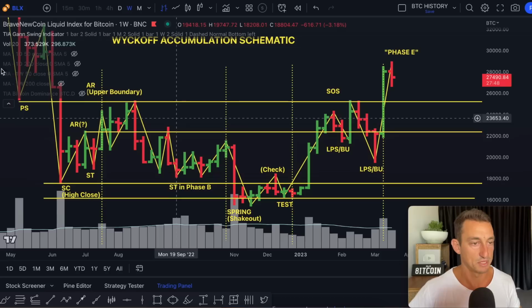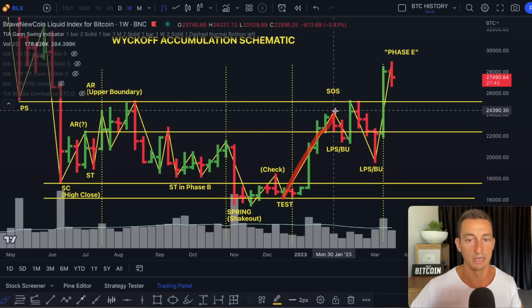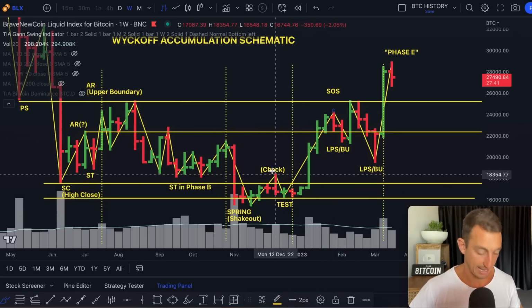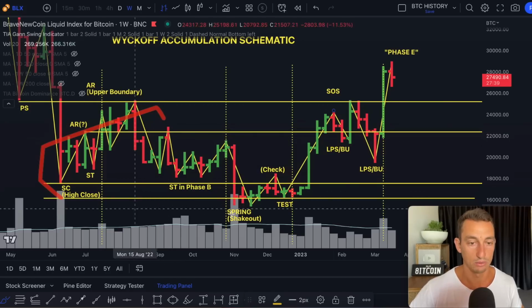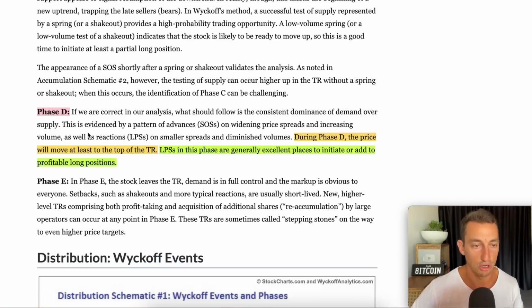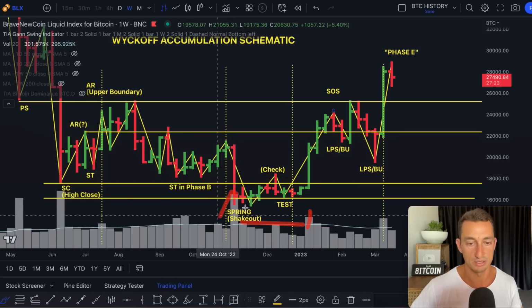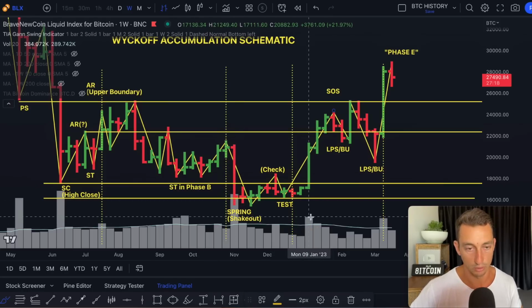Look at these moves to the upside here with our 1 week swing chart. That is bigger than any move that was in the entire schematic so far. So for me, and the way I'm interpreting this, it's evidence of a pattern of advances on widening price spreads and increasing volume. Let me check the volume. Bam. Increasing volume compared to this entire period. Of course, this is the shakeout. Those down bars are always going to have extreme volume, but look at where this volume comes in here.